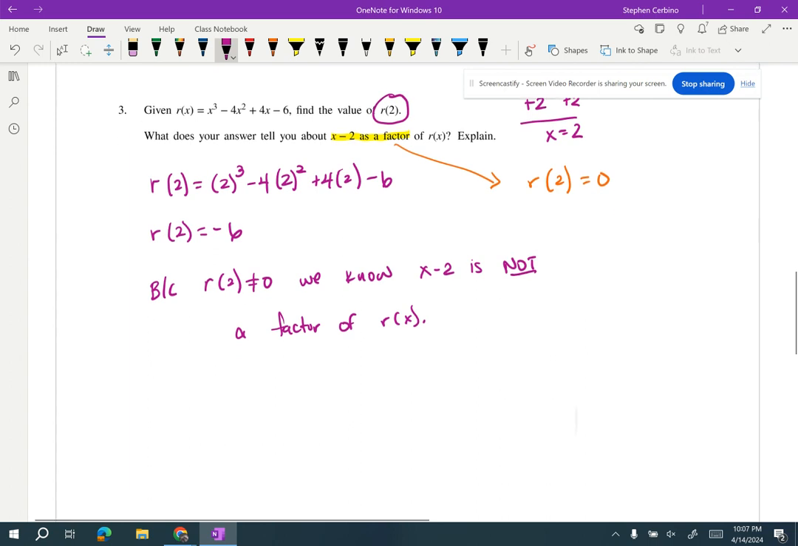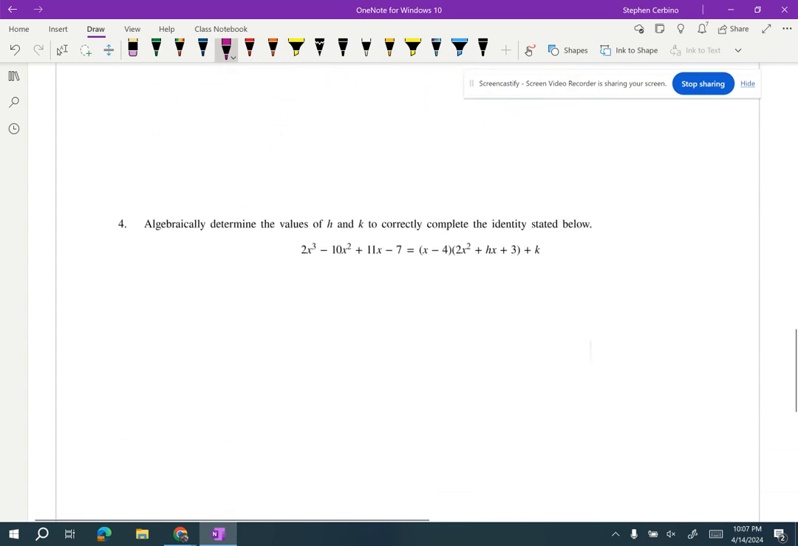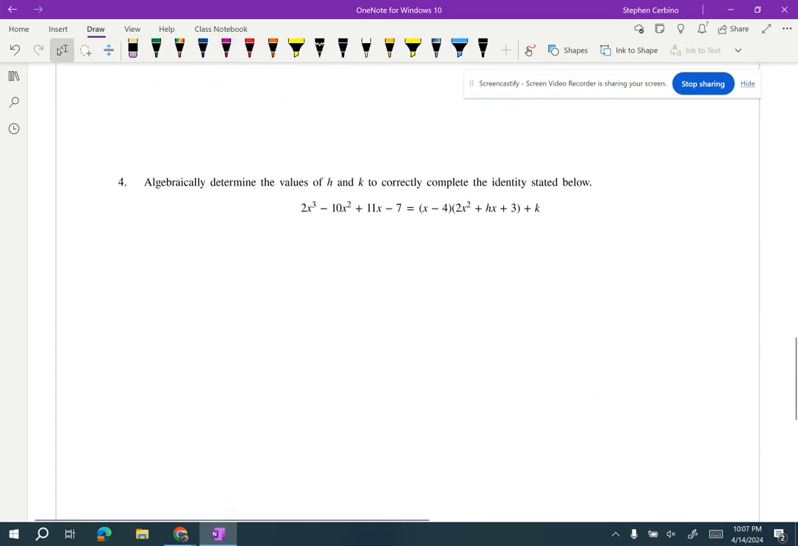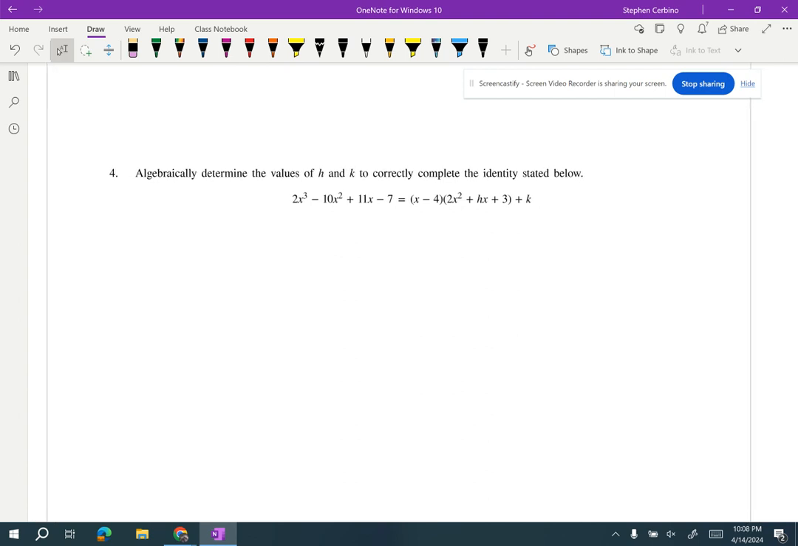All right, let's go to this last one. This last one's a little tricky. So this last one is mixing together division, it's mixing together multiplication, and it's mixing together this word identity. So whenever you see this word identity, that means you know whatever the equation is actually true. And what they want to know is what are the values of h and k that would completely make this a true statement.